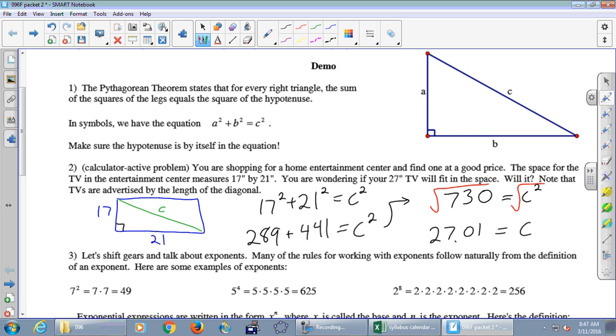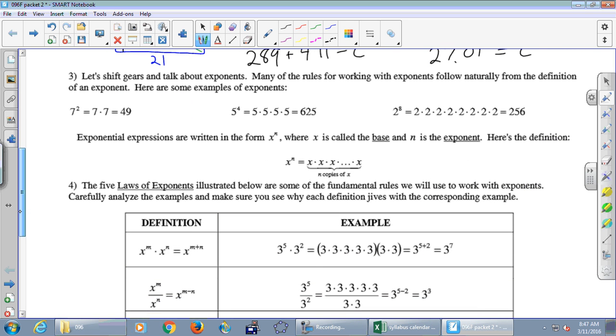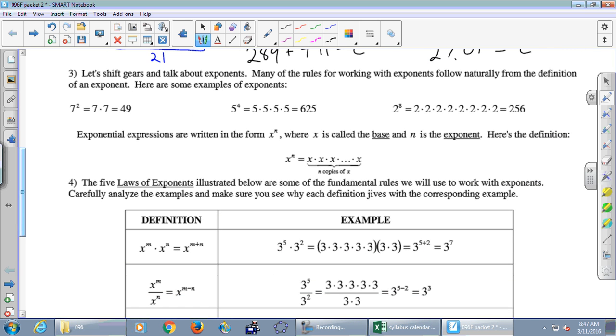Okay, number 3 is the main topic. We're going to talk about exponents. So just a couple of examples to make sure we're clear on definitions. 7 squared means 7 times 7. It's not so important to me that it's 49. It's just that you know what squared means. 5 to the 4th means 5 times 5 times 5 times 5.